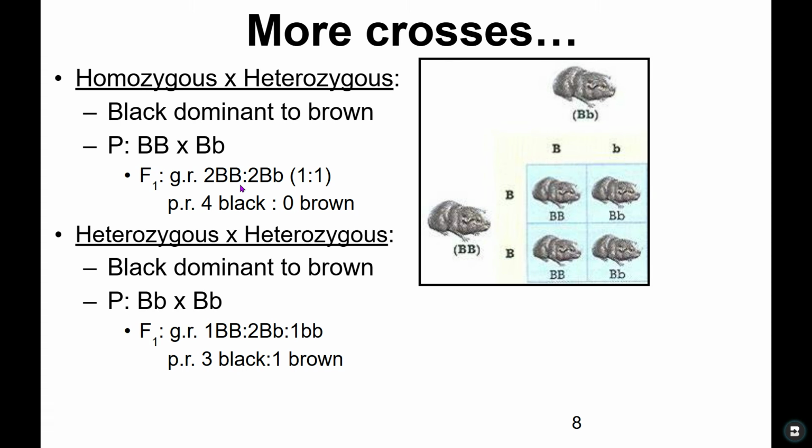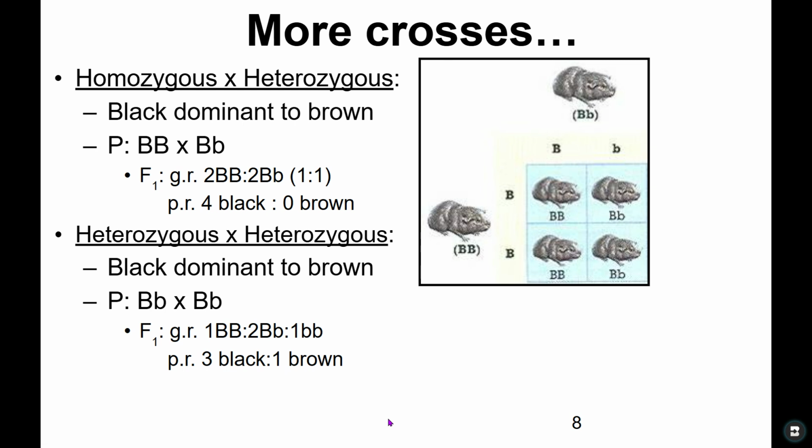So when we break down our genotypic ratio, notice how we add in the genotypes. We have 2 big B's. This is the F1, the first filial generation, meaning the offspring. And then we end up with 2 big B little b's, or 2 heterozygotes. Now because this ratio is 2 to 2, you could divide that and get a 1 to 1 ratio, and that's still the same ratio. Then when we look at our phenotypic ratio, we have all black guinea pigs because all of these have a dominant allele. So 4 black to 0 brown.